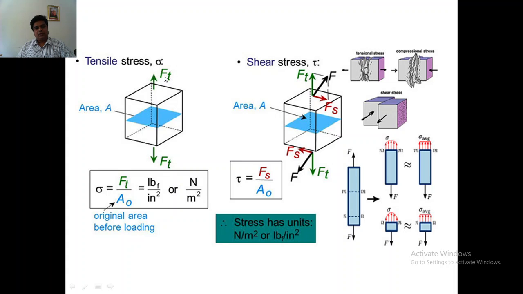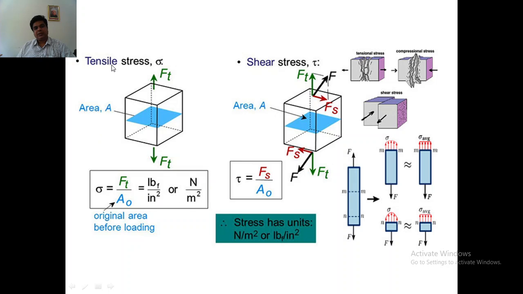So when I apply load Ft over the area, how can I calculate stress? Stress is sigma here. Stress is nothing but tensile load divided by the cross sectional area A, or A naught, whatever it is. The load is Ft, the tensile force. So the stress sigma will be load by area. The load or force is in newtons and area is in meter square, so the unit of stress is expressed in Newton per meter square.